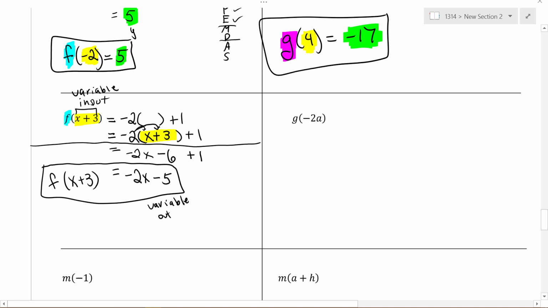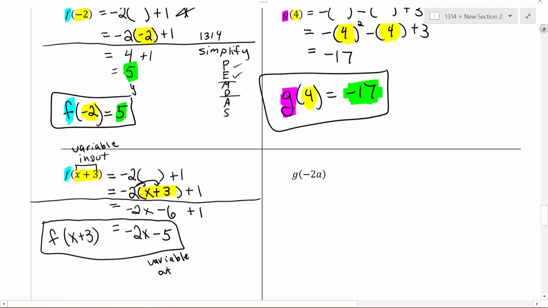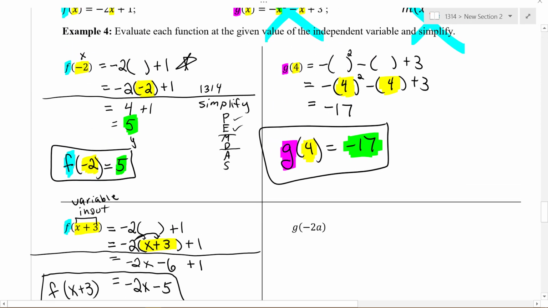So you'll notice that we put something with x in, we got something with x out. The first two examples, we put numbers in. Number in, number out. Number in, number out. Variables in, variables out. That's very typical. Alright, what about g of negative 2a?